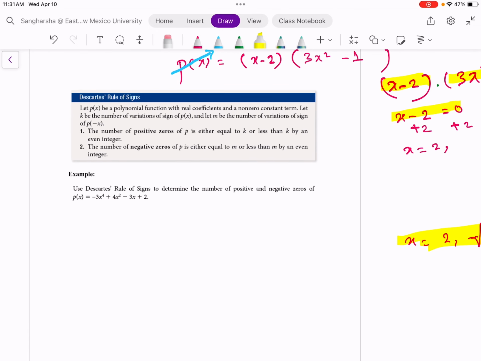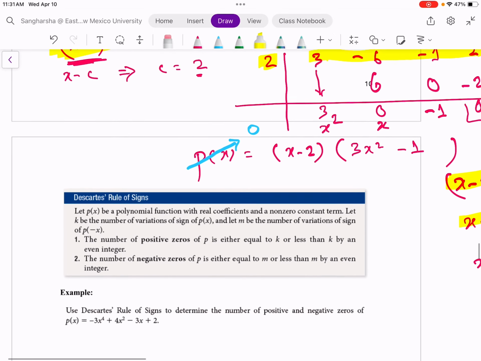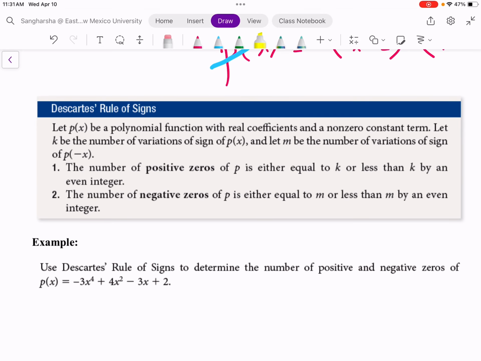Now, this is interesting here. We have Descartes' rule of signs. We have a polynomial function p of x, and k is the number of variations of sign in p of x. And we have m, which is the number of variations of sign in p of minus x.